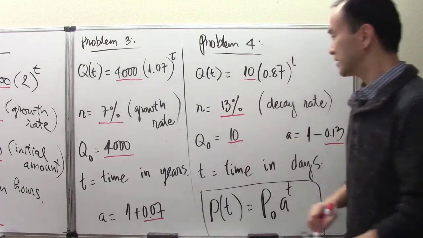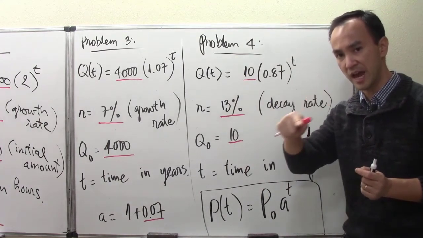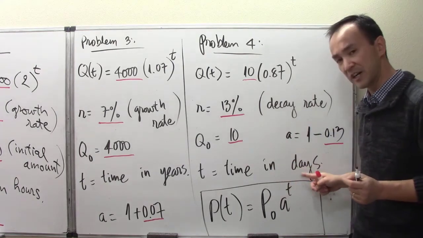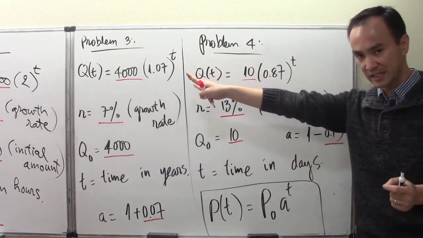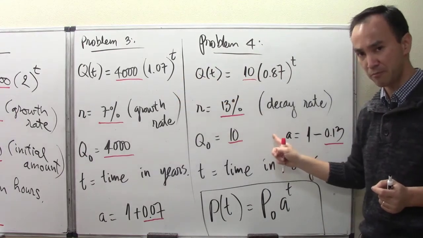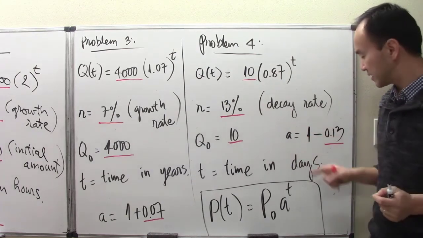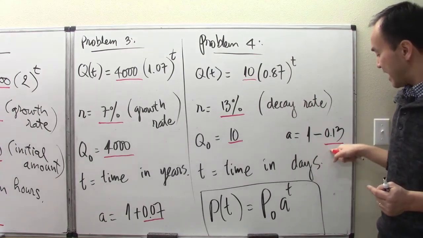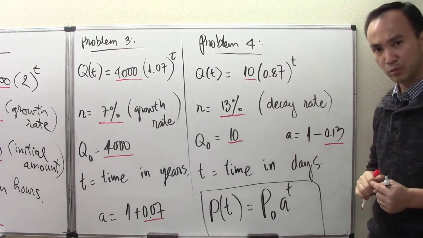The material, the chemical element itself, was decaying, breaking down over time, in each period of time. So here it was a decay process, unlike the other problems where it was a growth process. So we're going to go 1 minus 0.13, 1 minus the decay rate. And that's how it gave rise to this base of our exponential function.